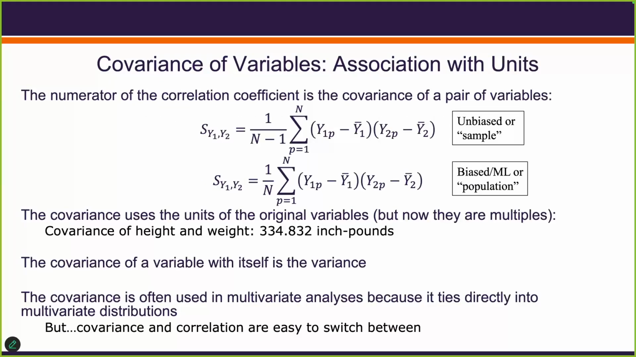So the covariance, turns out, is the numerator of the correlation, the thing on the top. Going back to the idea I mentioned on the correlation slide that we could cancel the units, we don't use covariance much because the units are still attached. The covariance of height and weight was 334.832. But 334.832 what? They're inch-pounds. Ever heard of an inch-pound before? I don't know what that is.